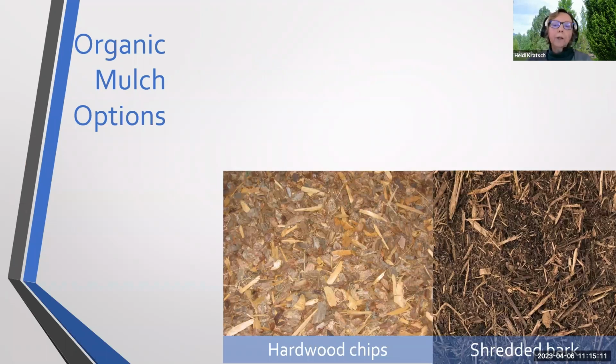So let's take a look at some organic mulch options for using around trees. And most of you are familiar with hardwood chips and with shredded bark. We like to use shredded bark a lot in Reno because we get a lot of wind in the afternoon during the summer. And the shredded bark fibers seem to intertwine with one another, and it keeps them in place so they don't blow around like our hardwood chips sometimes do.